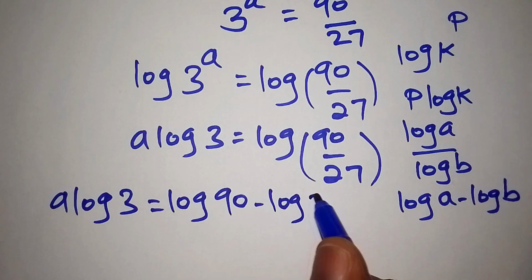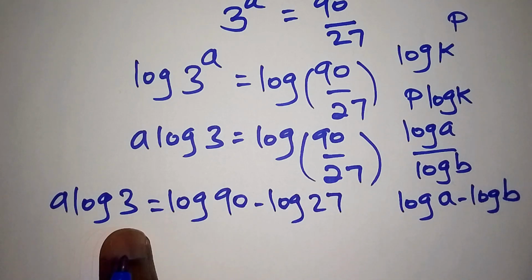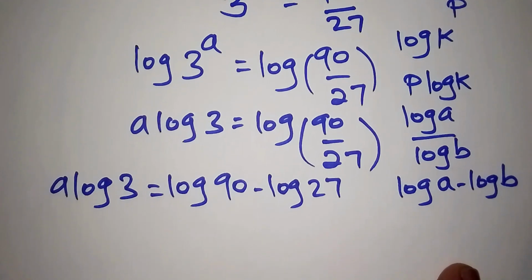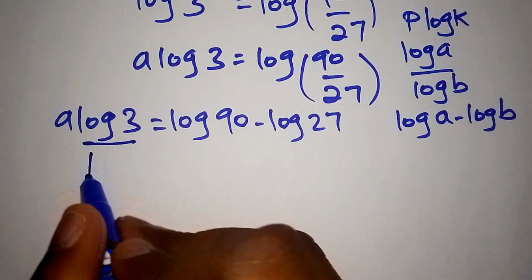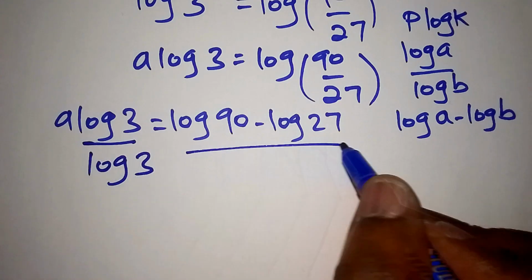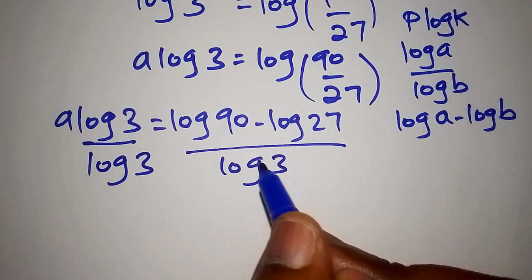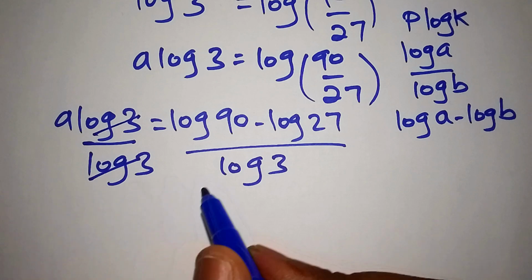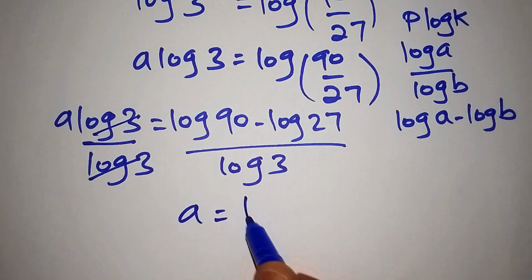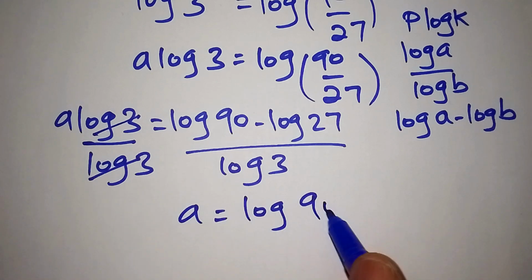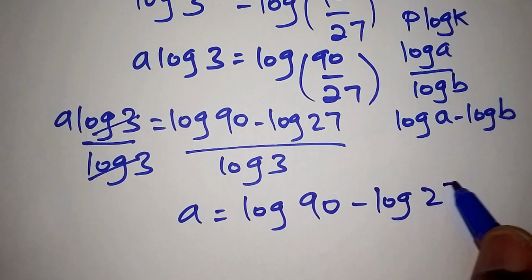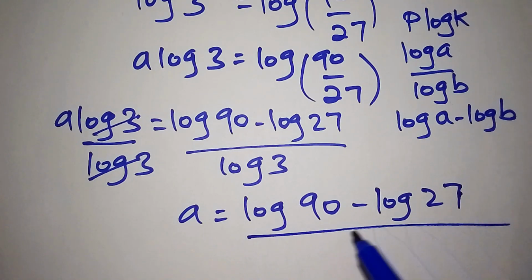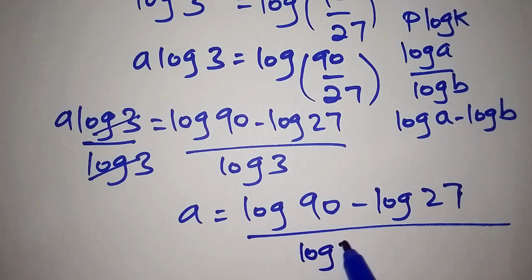From here, for us to remain with a alone, we need to divide both sides by the log of 3. So here we shall divide by the log of 3. This side shall also be divided by the log of 3. So log 3 and log 3 shall cancel. So the value for a is equal to the log of 90 minus the log of 27, all over the log of 3.